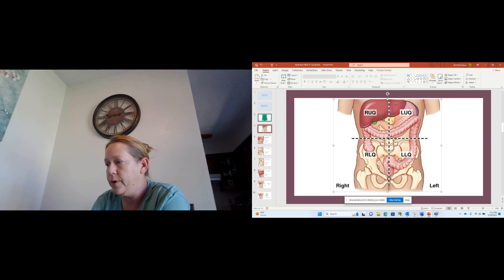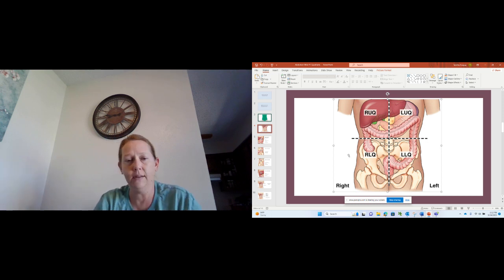So in the right lower quadrant, we have the ascending colon, and you can barely see it behind this Q here, but it is the appendix, the little hangy downy thing. We have the cecum, which is this pouch right here, and the ileocecal valve. So that is where the small intestines join to the cecum, the ileocecal valve.